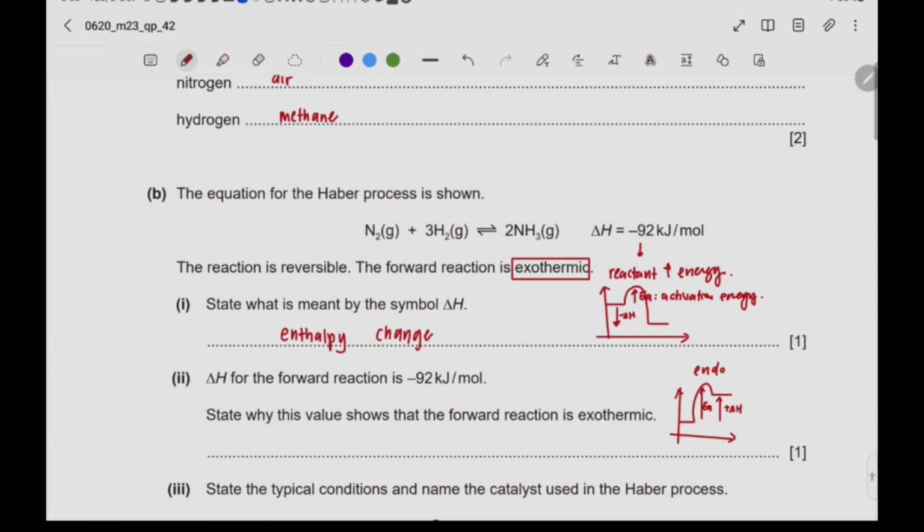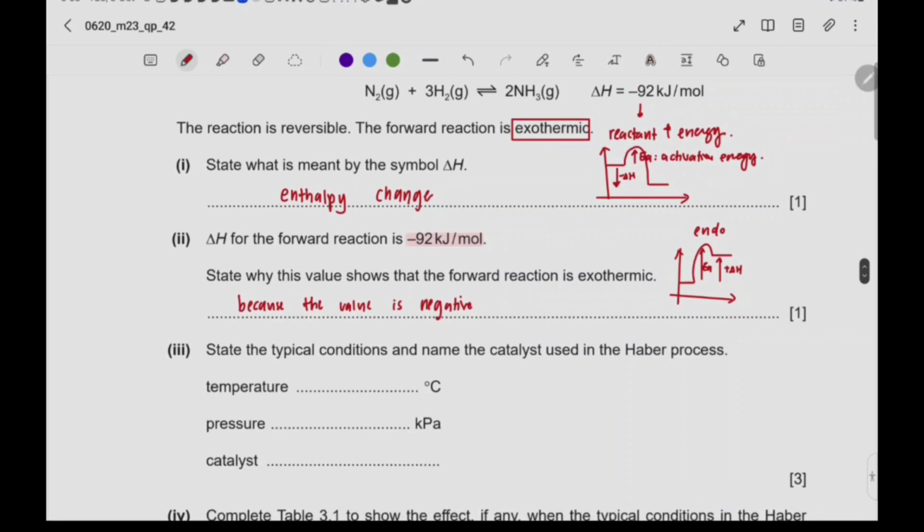Okay, so how do we know the value shows that it is exothermic? Actually, it's quite simple, you see. You just have to say, oh, because it is negative. Because the value is negative. It's very simple, right?